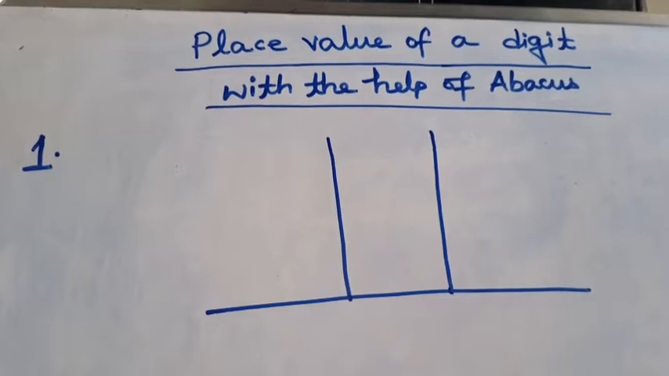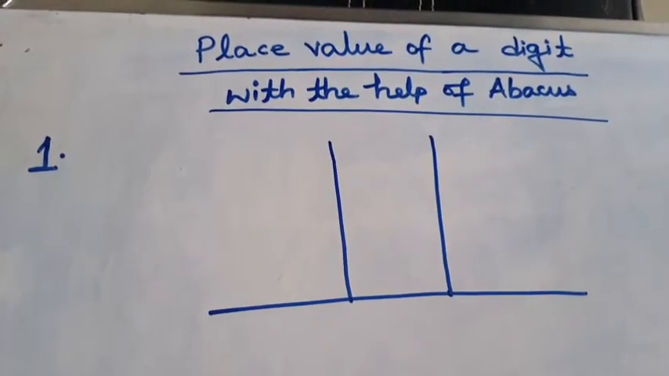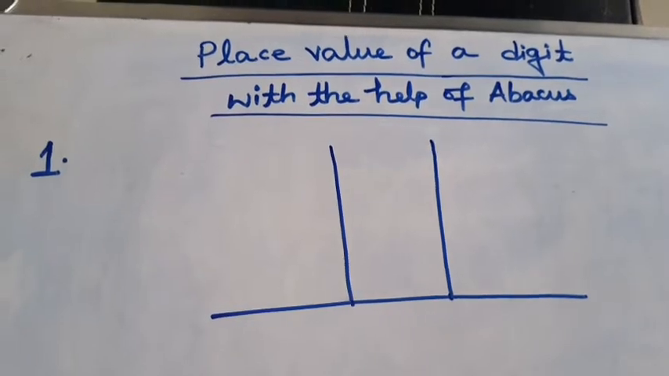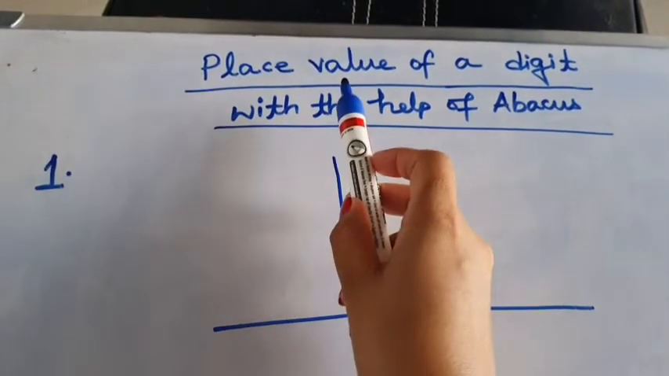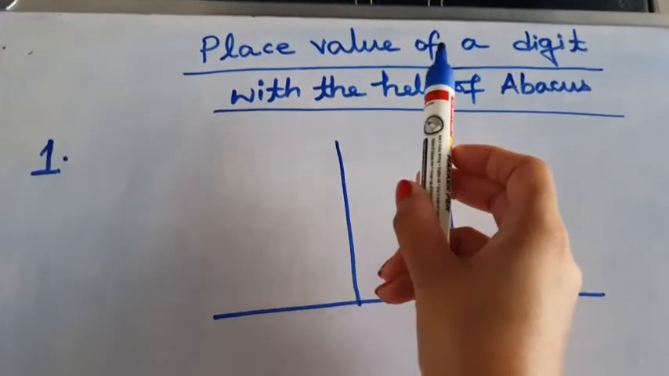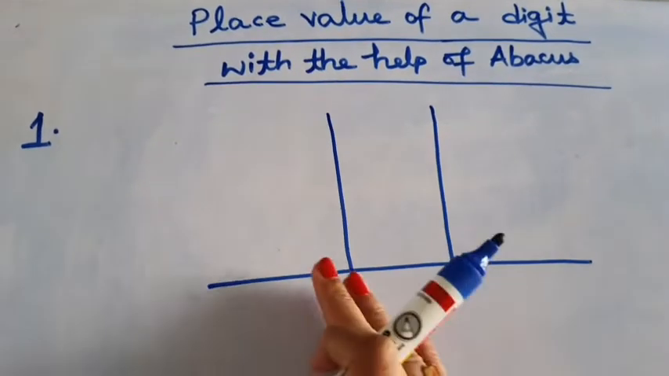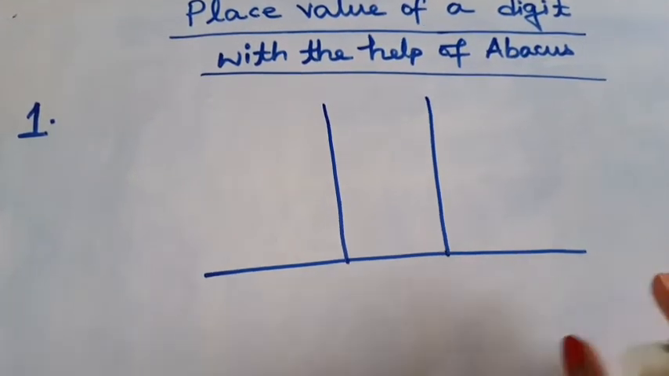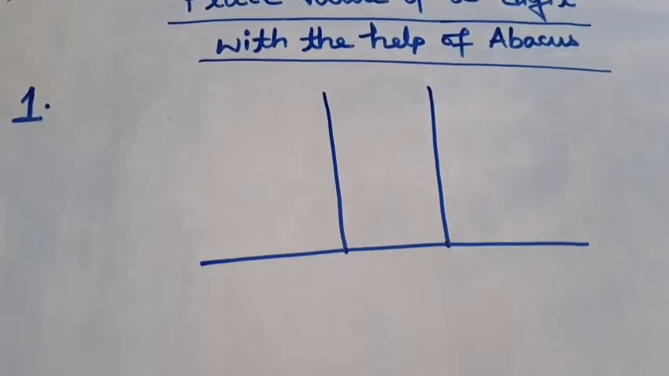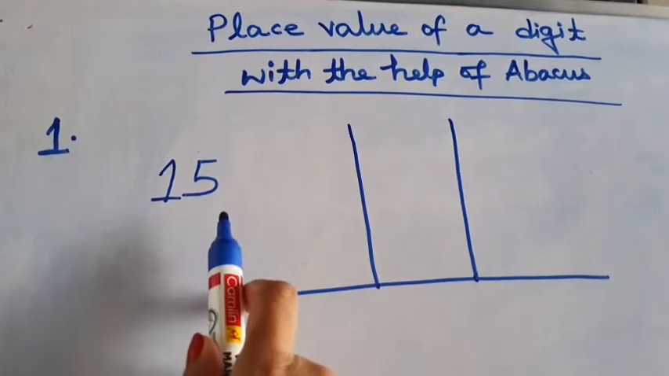Now we are going to learn how to know the place value of a digit. Place value is also known as the position of a digit, with the help of an abacus. Suppose this is an abacus. Let me explain with this number, 1515.